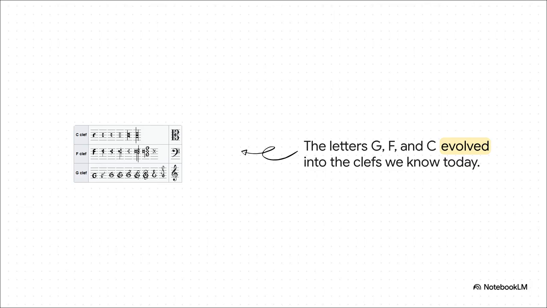They didn't just vanish. Over hundreds and hundreds of years of scribes writing them over and over and over again, they got simplified, they got stylized, they slowly transformed. You can literally watch the letter G curl and twist and morph until it becomes the treble clef we all know. It was never just a random drawing. It was always, always a letter.